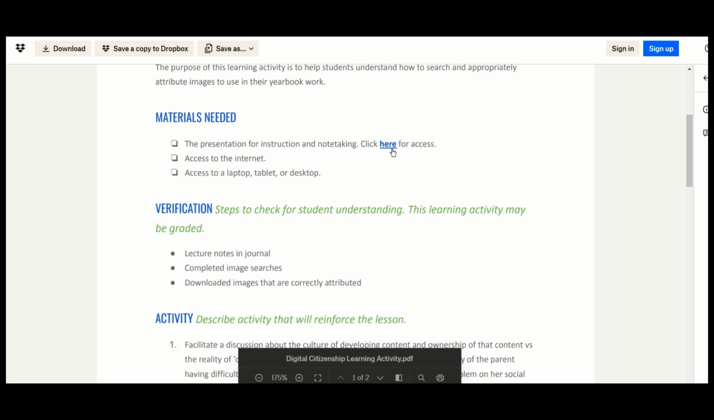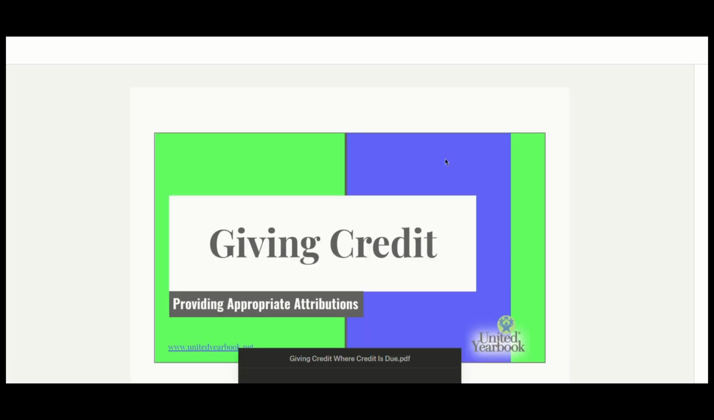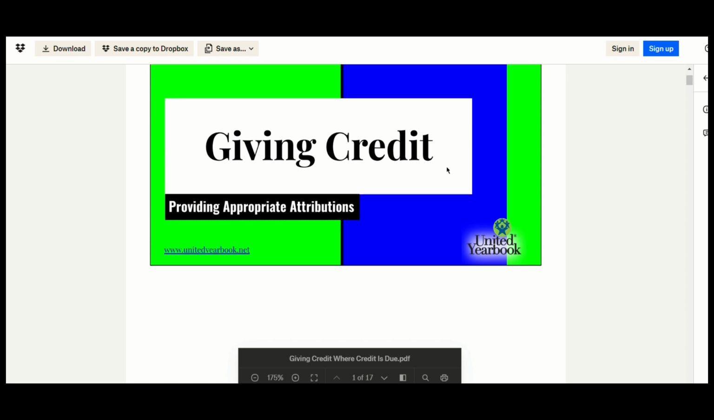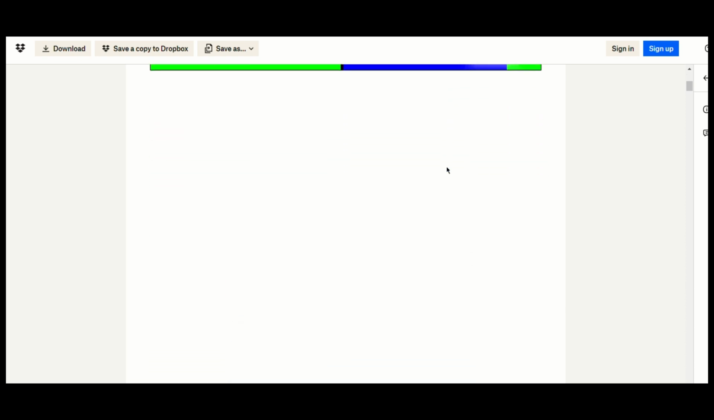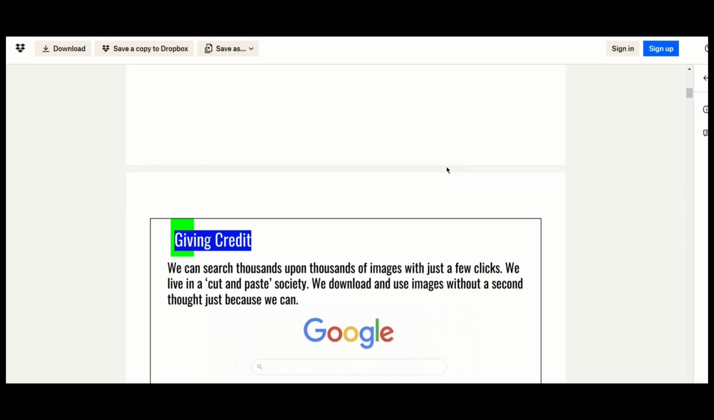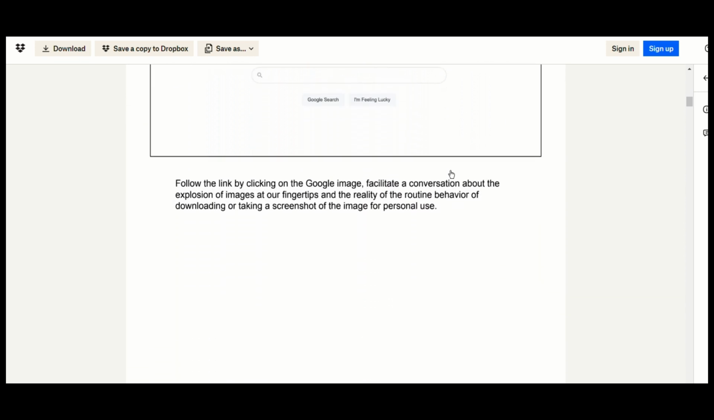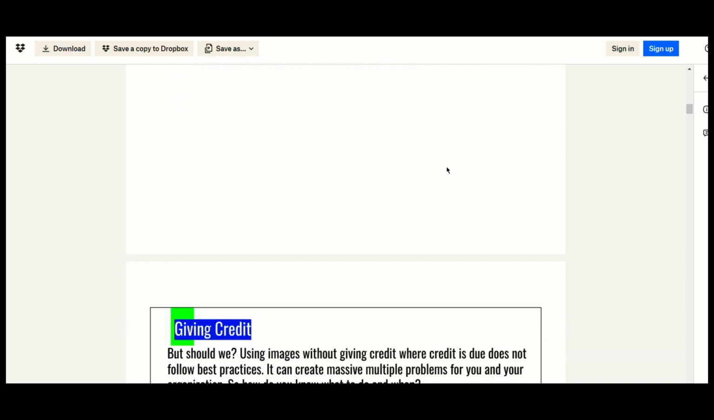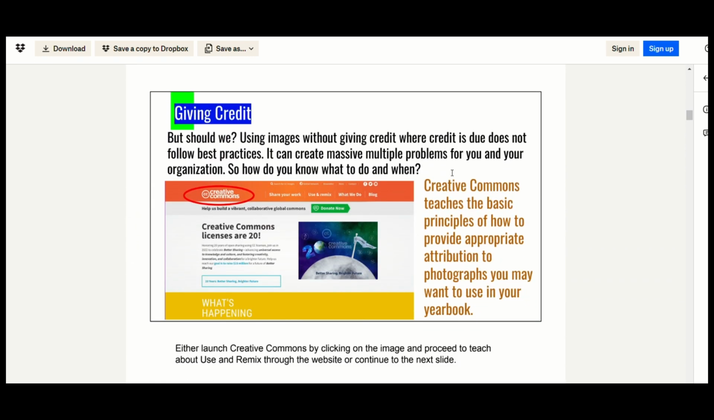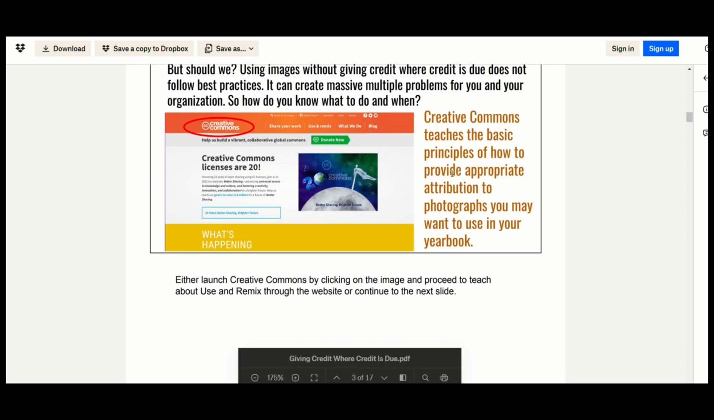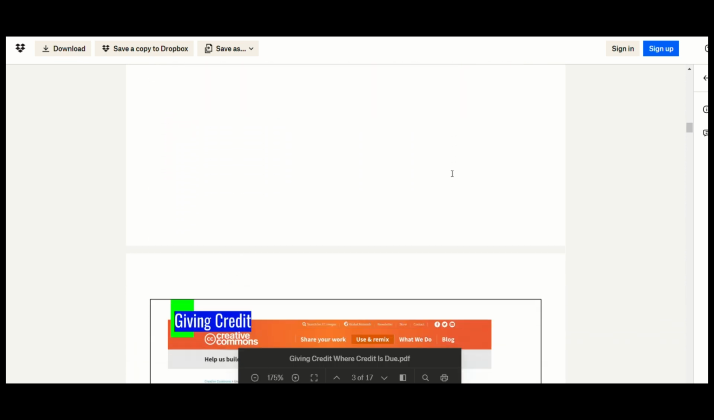We've included a PowerPoint on giving credit where credit is due within this learning activity. The information provided will act as a guide for your students to use Creative Commons. They'll gain an understanding of why providing appropriate citations for sources is necessary. It will also aid your students in how to research images, review sources, and cite those sources accordingly.